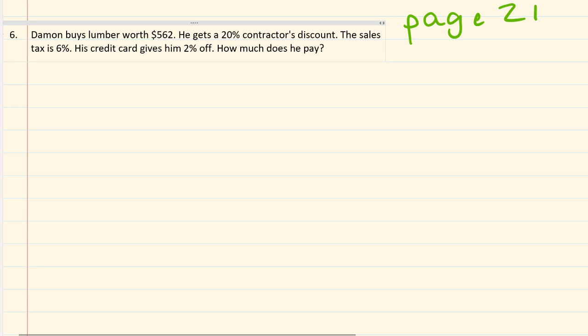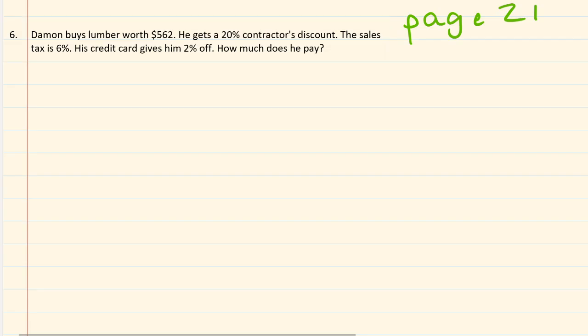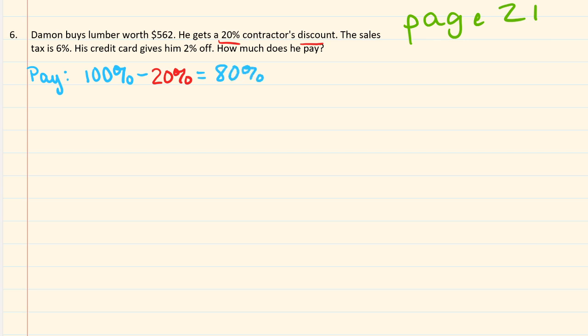Next sentence. He gets a 20% contractor's discount. Well, we know that word discount means it's taken off. So since we're thinking of everything in terms of how much you pay, that means that we are paying 20% off of the original full 100%. So we're paying 80%. Now we've got to figure out how much is 80% of $562.